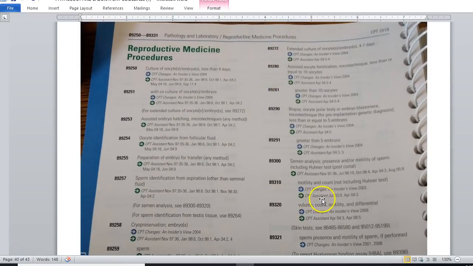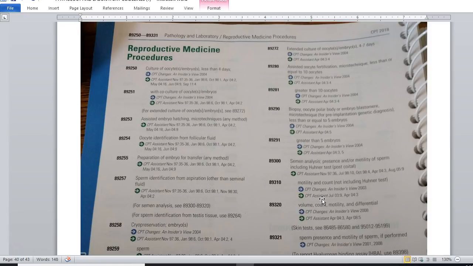We have a whole series of reproductive medicine. And again, if you end up working for in vitro fertilization, you will use these. This is everything from culturing the eggs, prepping the eggs, transferring the eggs, taking the eggs out of the ovaries, taking the sperm and putting it in the egg, making sure that the sperm has motility, all of these different ways that we deal with reproductive medicine. It usually starts with the man and then moves on to the woman. And if we are doing in vitro fertilization, we are going to be using these codes depending on exactly what we do for that particular person or that couple.